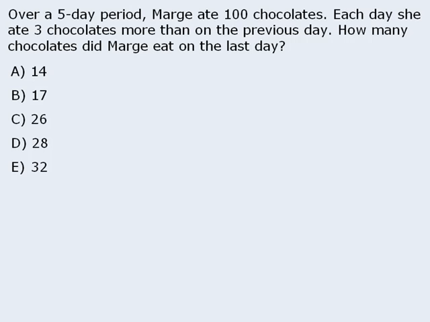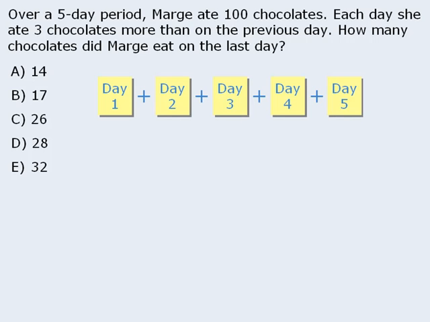A good word equation here is to recognize that if we take the number of chocolates eaten on day 1 and add it to the number of chocolates eaten on day 2 and so on all the way to day 5, the total sum will equal 100. So, to write our equation, we must find a way to algebraically represent the number of chocolates eaten on each day.